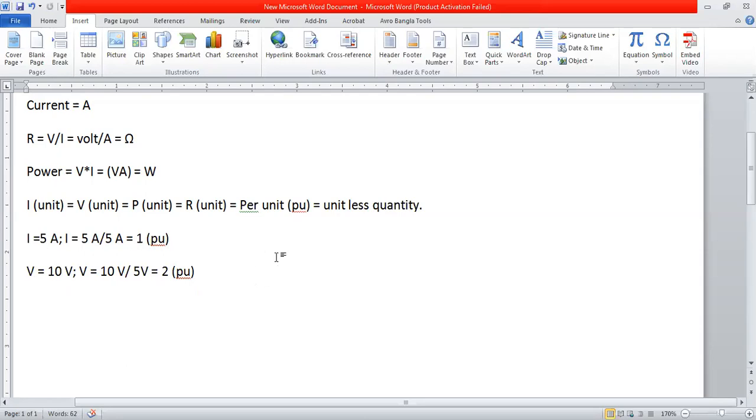So this is the conception of per unit, and this is the process how we convert a unit quantity to a unitless quantity. If we now want to calculate the value of resistance by using this quantity, then the value of voltage is 2 per unit and the value of current is 1 per unit. So the value of resistance should be 2 per unit.